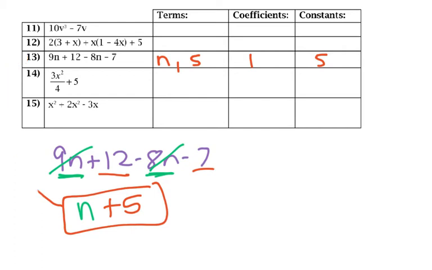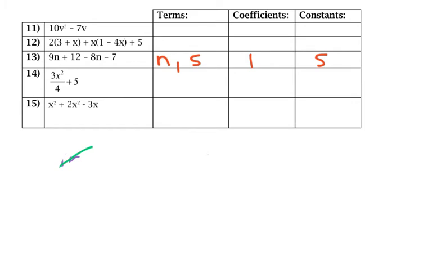Okay, number 14. I look at that and I've got two terms in that expression. I've got one term and two terms. And they're not like terms because the one has x squared and the other one does not. So I can't add them together in any way. So I'm ready to just go ahead and say that the terms are 3x squared over 4 and 5. The constant should be obvious that it's 5.